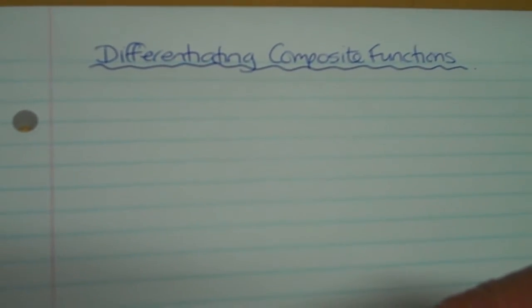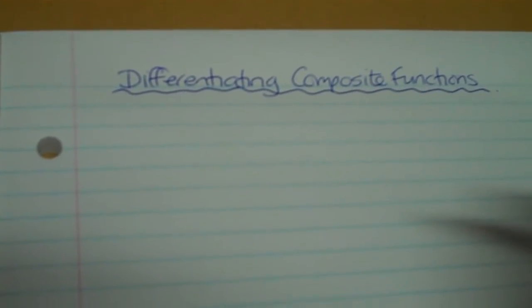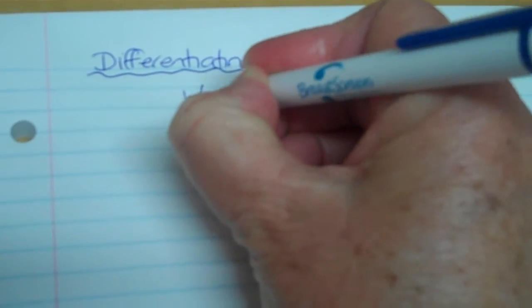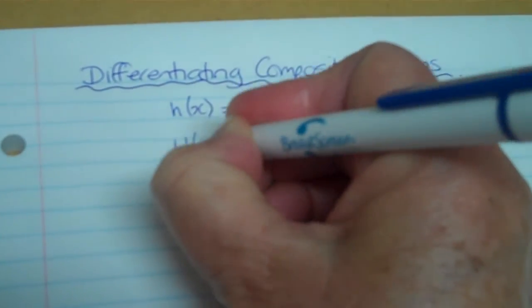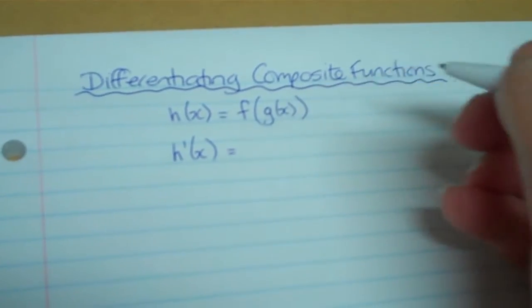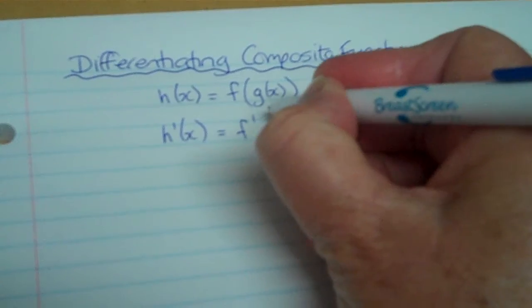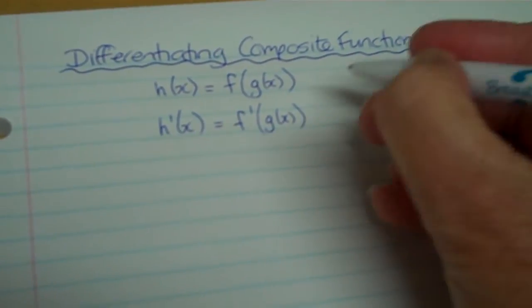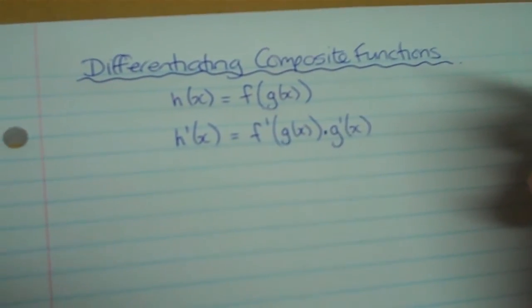Okay, these worked examples are going to be demonstrating differentiation of composite functions. So if h of x is a composite function f of g of x, then the derived function h dash of x, we have to differentiate the outside function, so it's f dash, leaving g of x alone, f dash of g of x, and then multiply by g dash of x.